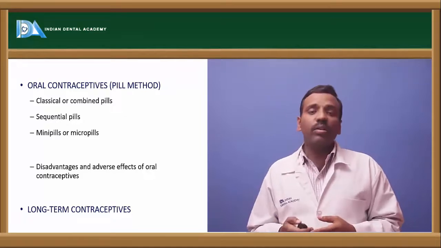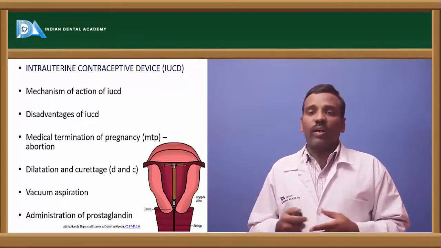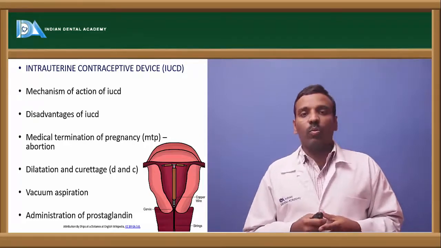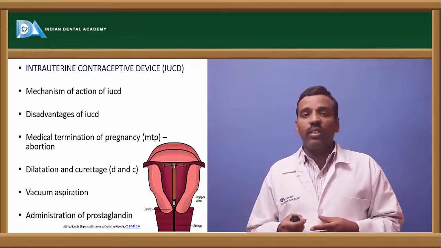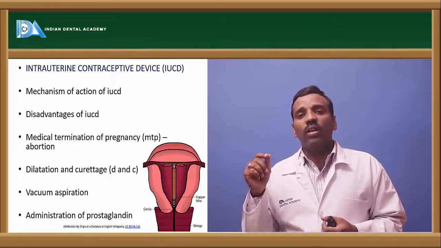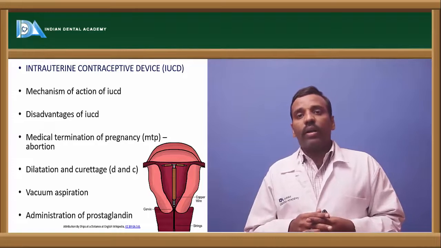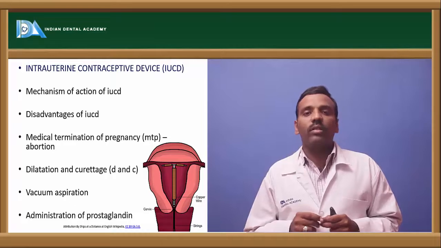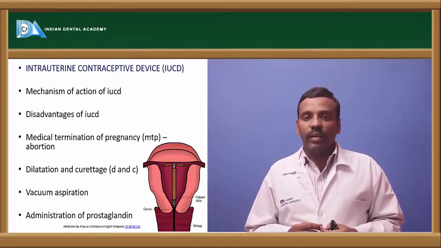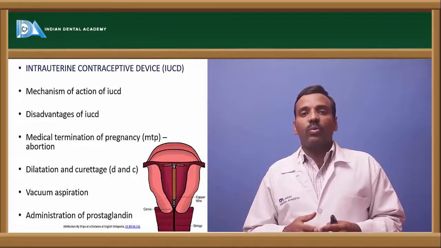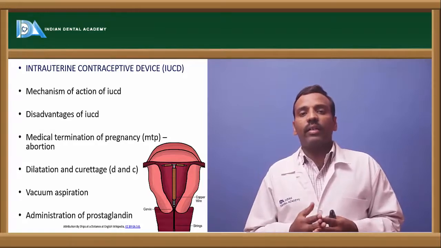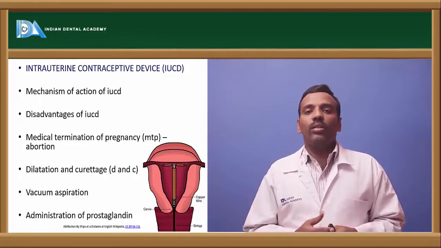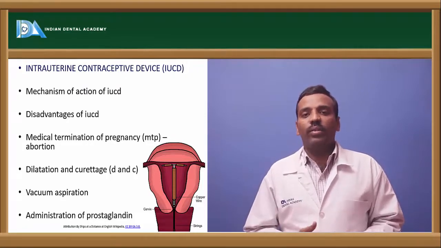Next are long-term contraceptives. One is the IUCD, intrauterine contraceptive device, which is the most commonly used one. The mechanism of the IUCD, the copper T, is that copper kills the motility of the spermatozoa, so there is no movement of the spermatozoa, it won't reach the ovum, and no fertilization occurs.